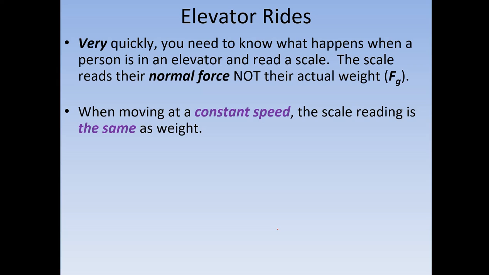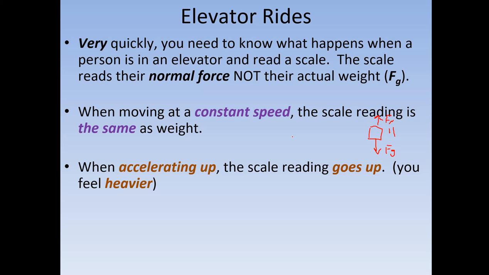So a lot of these questions basically go where you go in an elevator and they ask about what happens to that normal force when you're in the elevator. Now, if you're moving at a constant speed, then the scale reading has to be the same. That makes sense because if we look at an FBD, constant speed means that the object's in equilibrium. So the normal force pulling up and the force pulling down have to be equal, because otherwise it wouldn't be in equilibrium.